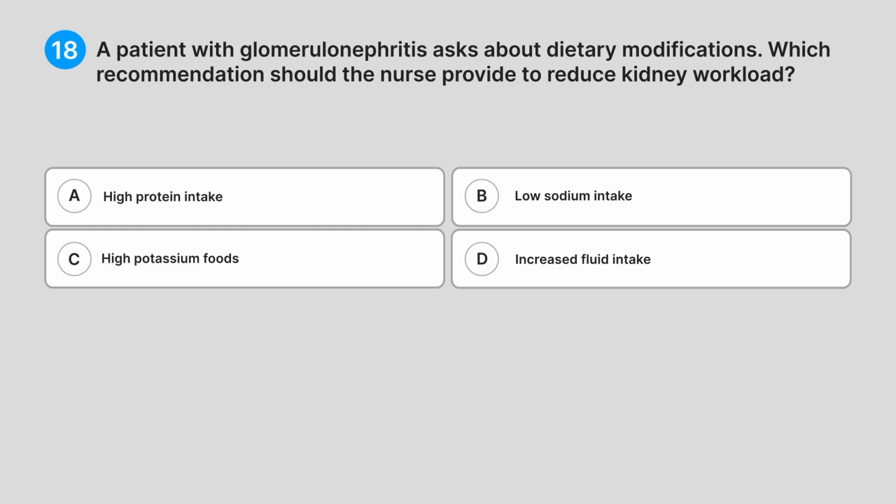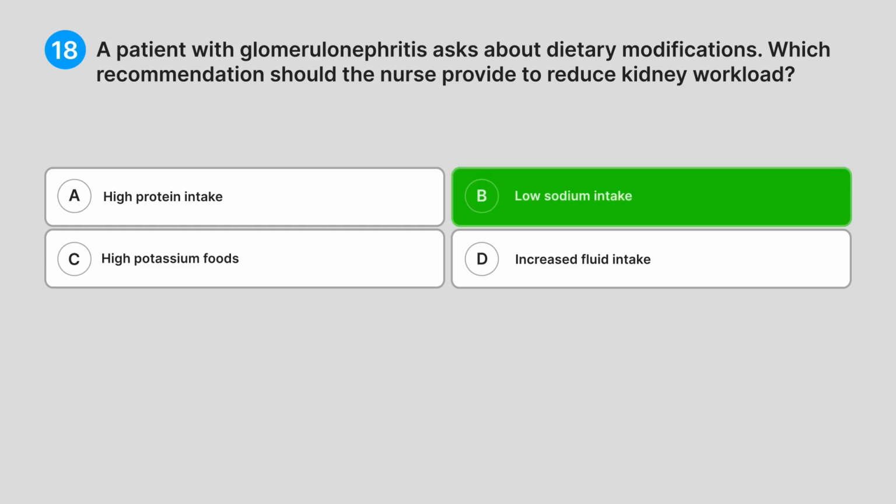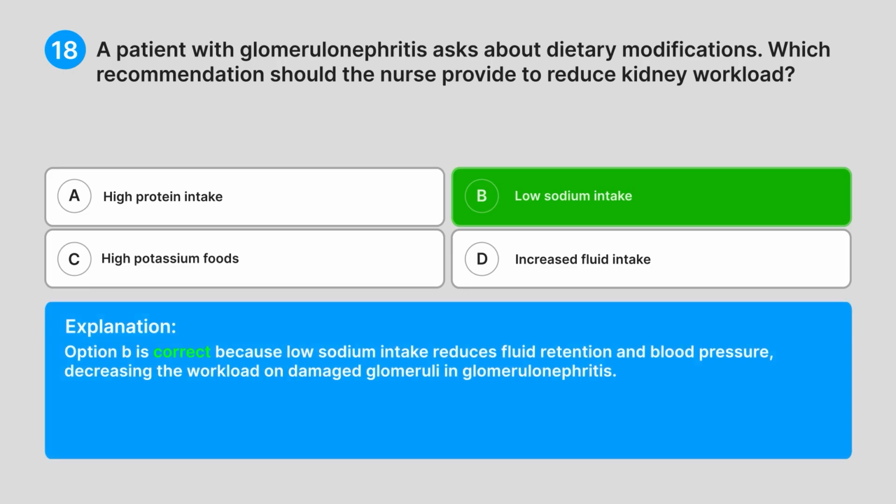Correct answer: B. Low sodium intake. Explanation: option B is correct because low sodium intake reduces fluid retention and blood pressure, decreasing the workload on damaged glomeruli in glomerulonephritis.